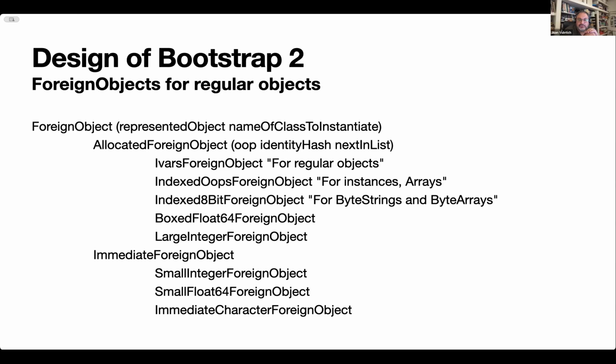Also, these foreign objects form a linked list in the order in which they were allocated. And that is also the order in which they will be saved and stored in the memory of the new image and saved in the image file.